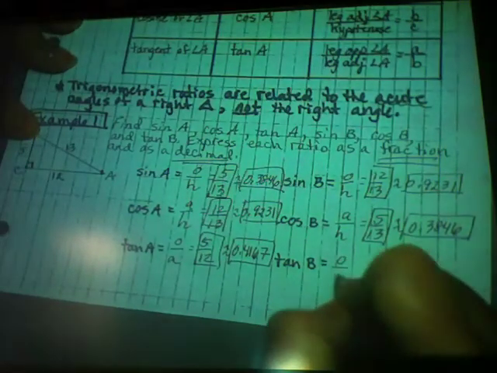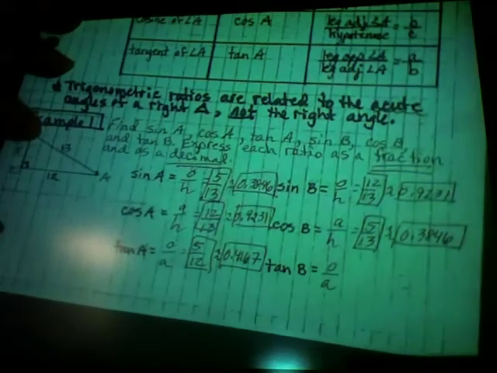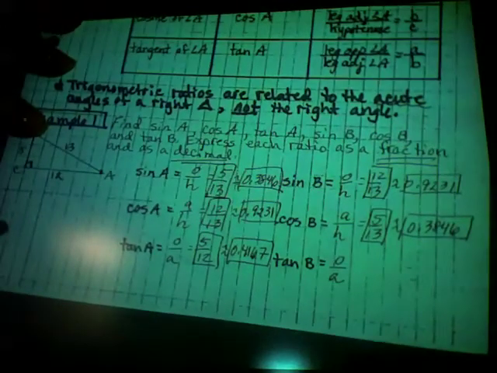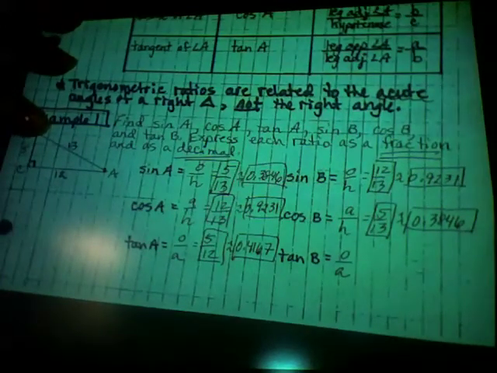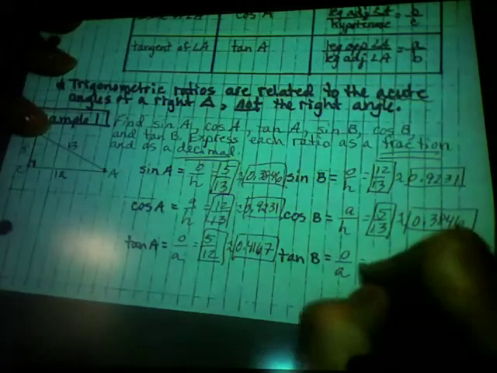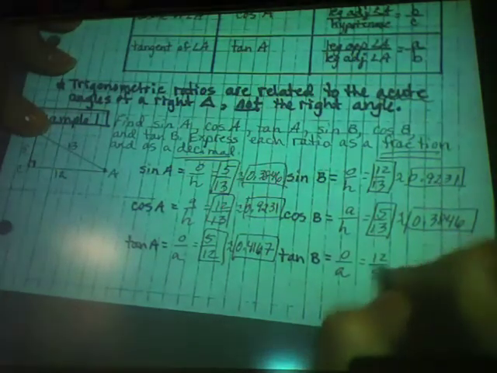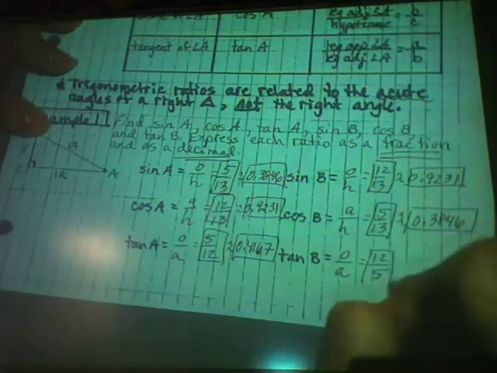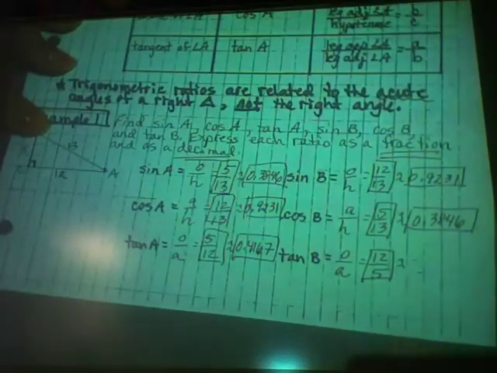And then the tangent of B, tripping on acid. So on acid, right? Opposite leg over adjacent leg. So what's the leg opposite to B? 12. And adjacent? 5, because again, the 13 is the hypotenuse. Now this we don't know the decimal to, so we're going to calculate that.